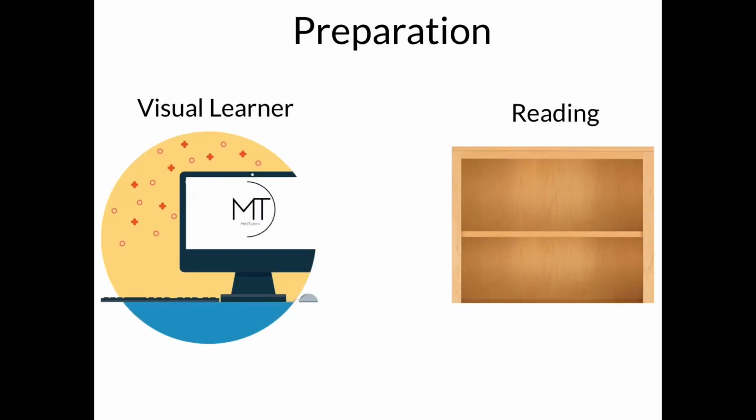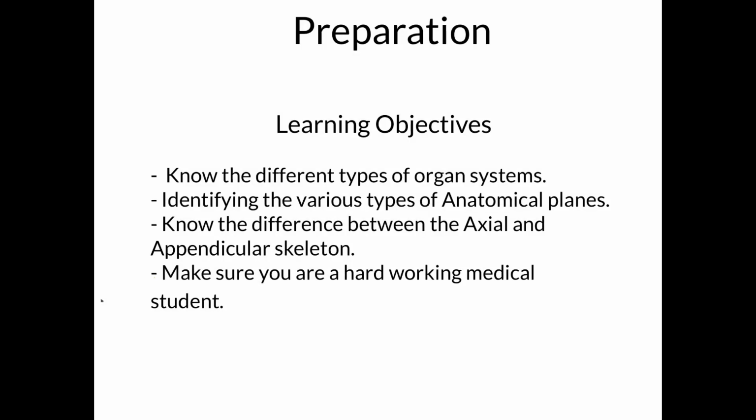For those that enjoy reading, you can take a look at the textbook Essentials in Clinical Anatomy. That's going to give you a good foundation of the material that will be covered. The last thing I would suggest you to do before going to class would be to spend about 10 minutes looking at the learning objectives for that specific lecture, just to ensure that you have a rough idea of the material and what they want you to understand as you go through the lecture.